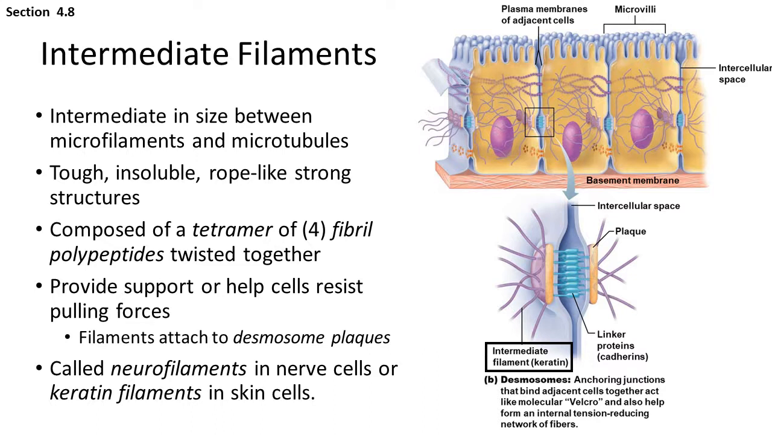In nerve cells, intermediate filaments are called neurofilaments, and in skin cells they are called keratin filaments.